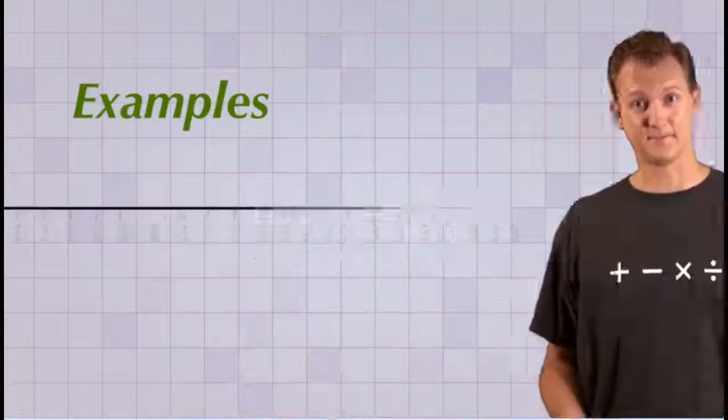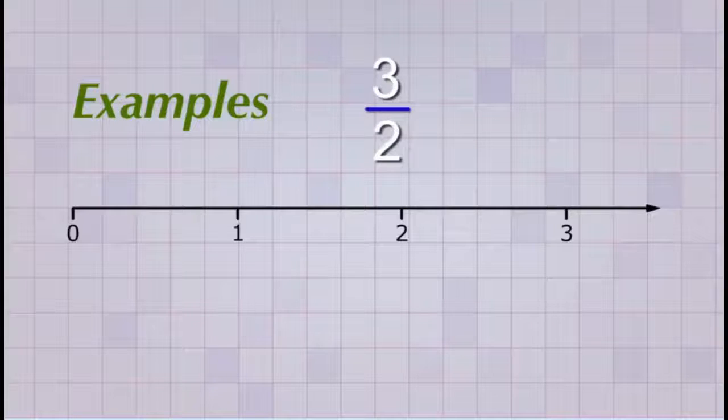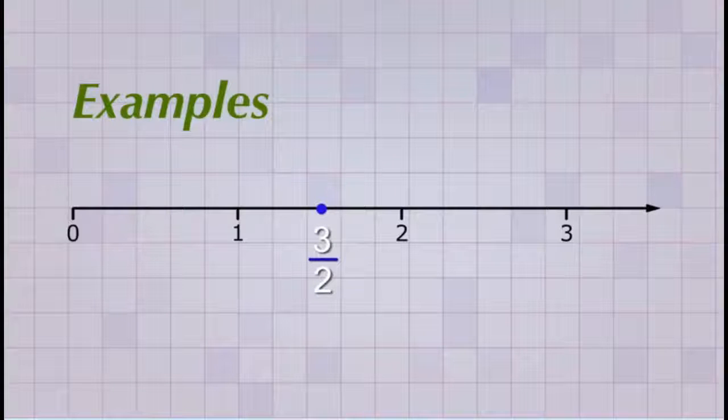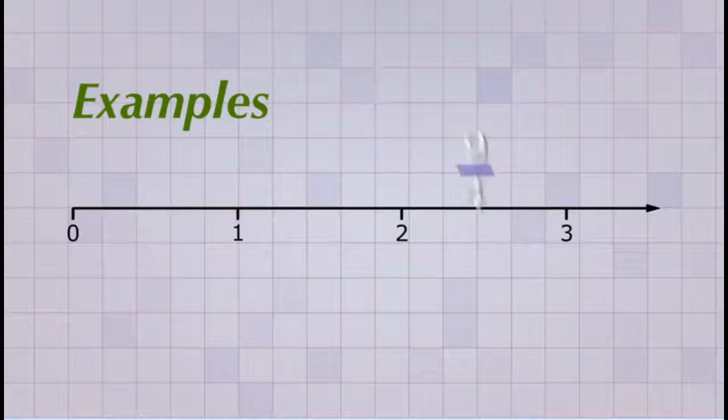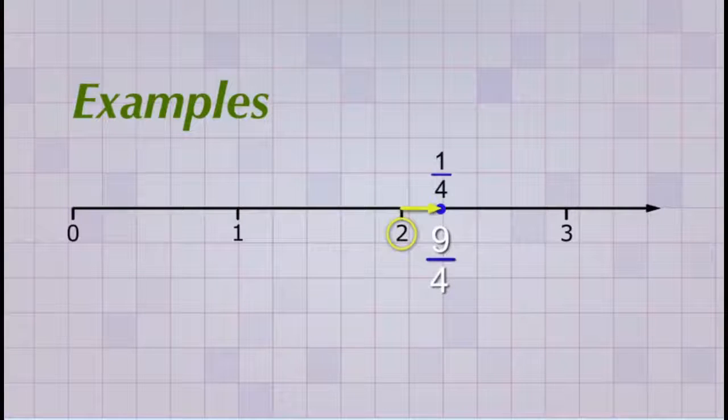As always, a few examples will help this make sense. The improper fraction 3 over 2 is right here on the number line. That means that it's just the combination of the whole number 1 and the proper fraction 1/2. The improper fraction 4 over 3 is right here on the number line. That means that it's just the combination of the whole number 1 and the proper fraction 1/3. The improper fraction 9 over 4 would be right here on the number line. That means that it's just the combination of the whole number 2 and the proper fraction 1/4.